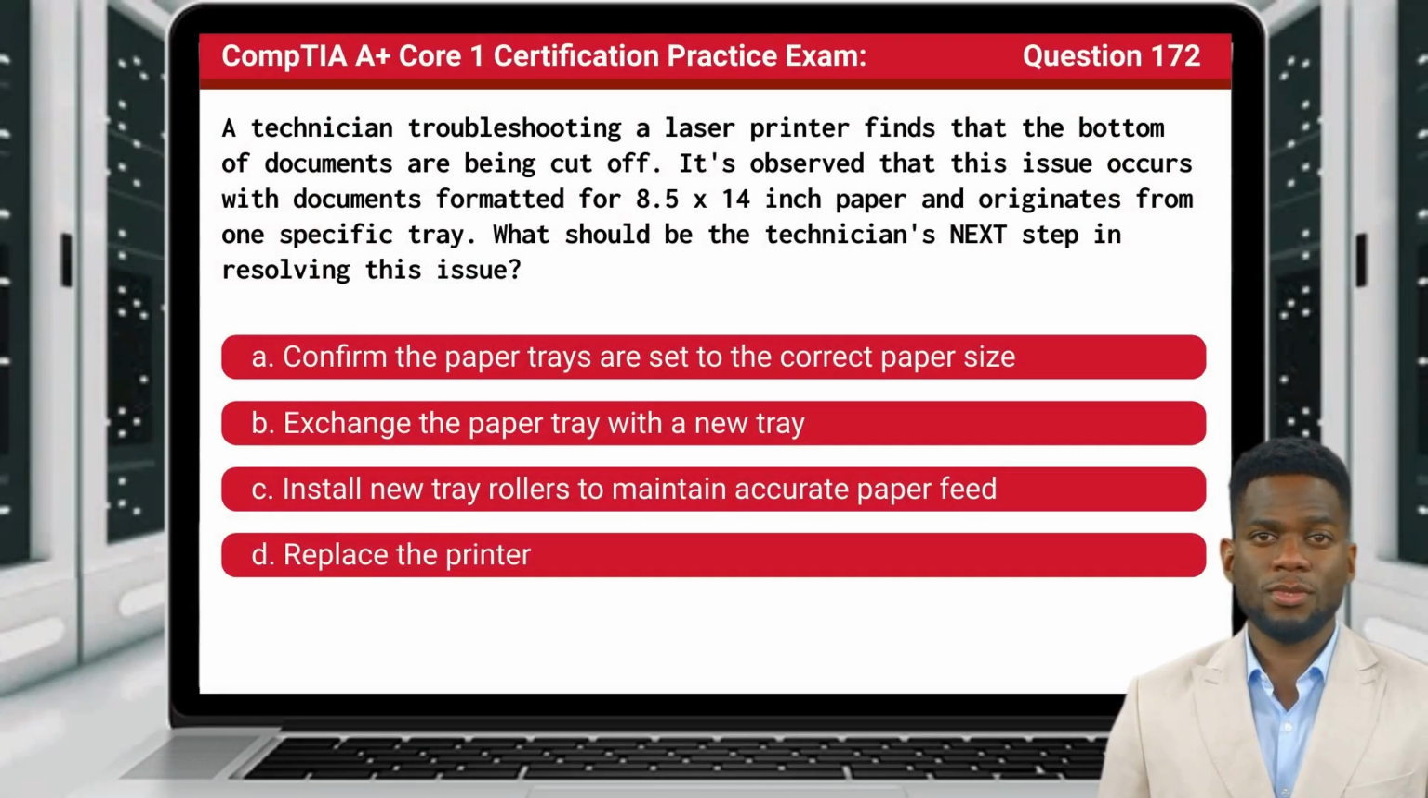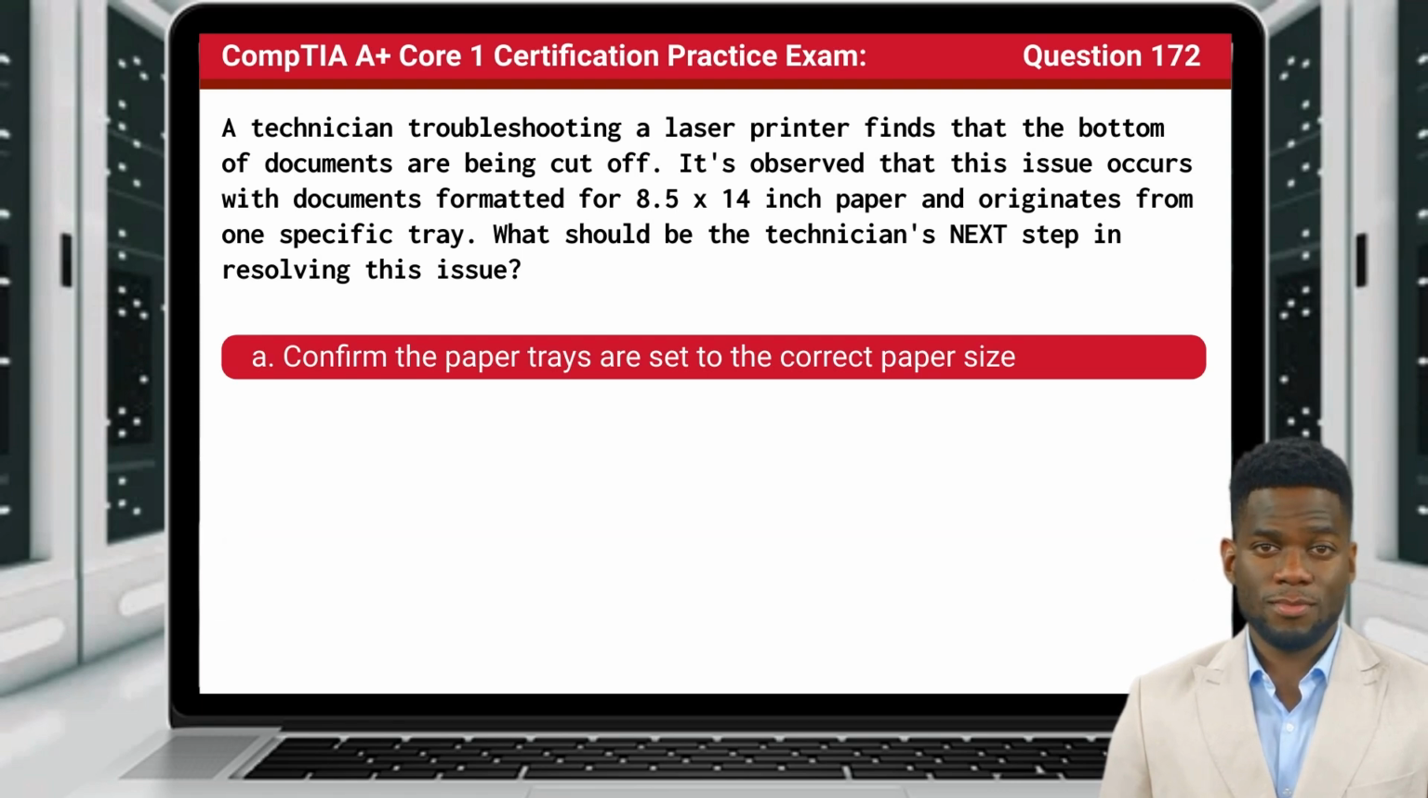Question 172. A technician troubleshooting a laser printer finds that the bottom of documents are being cut off. It's observed that this issue occurs with documents formatted for 8.5 by 14-inch paper and originates from one specific tray. What should be the technician's next step in resolving this issue? The answer is A. Confirm the paper trays are set to the correct paper size.